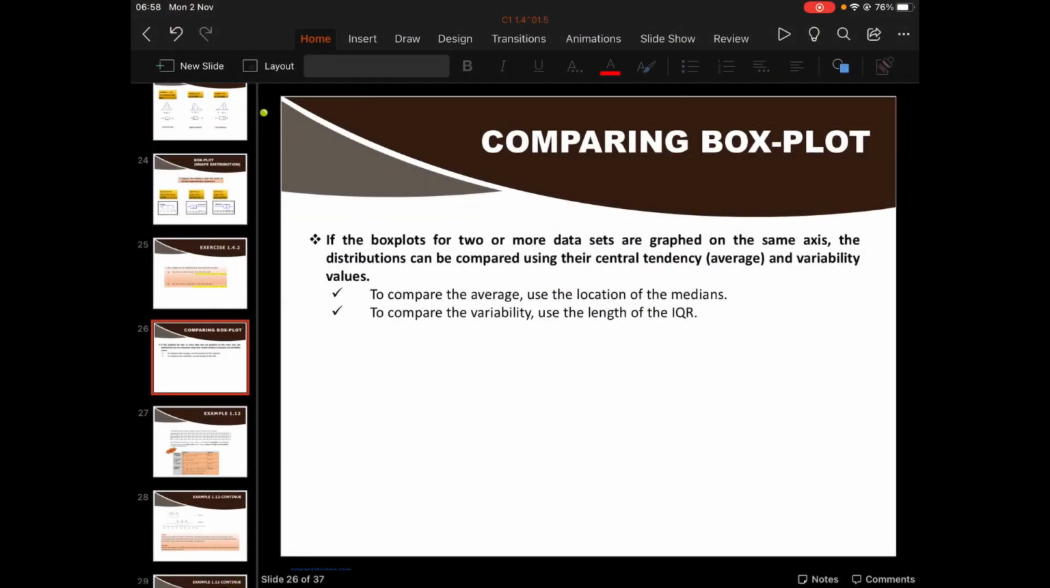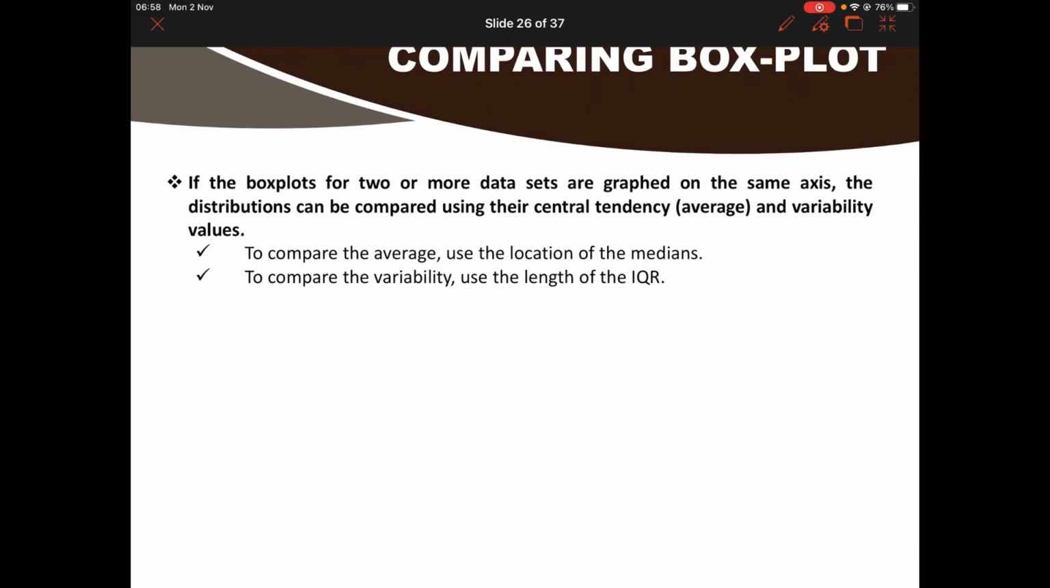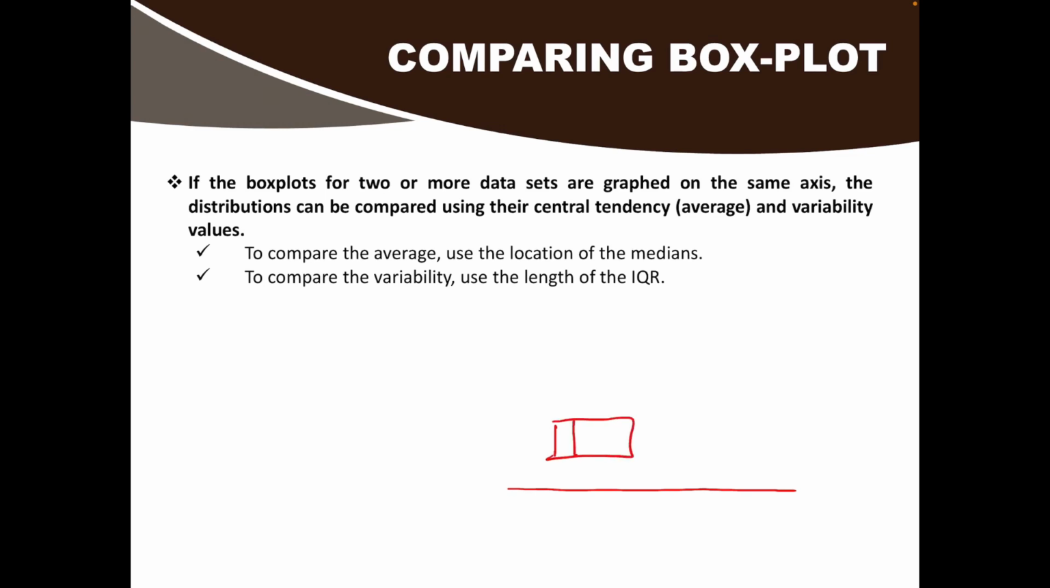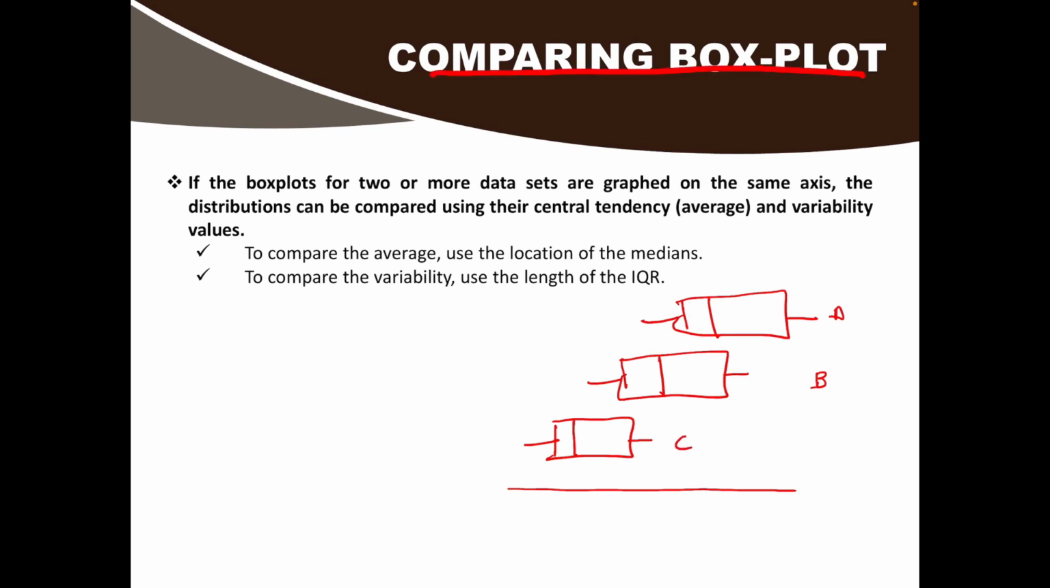Alright guys, as mentioned earlier, we can have more than one box plot on the same axis. For example like this, one box plot, two box plots, three box plots, and so on. A, B, C. So we can compare our box plots. If the box plots for two or more data sets are graphed on the same axis like this, the distributions can be compared using central tendency and variability.